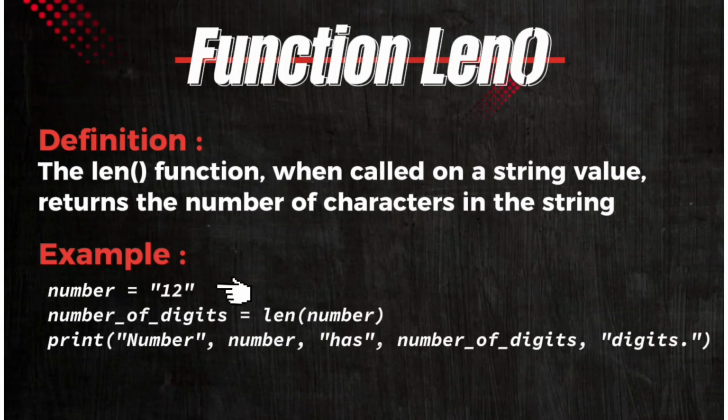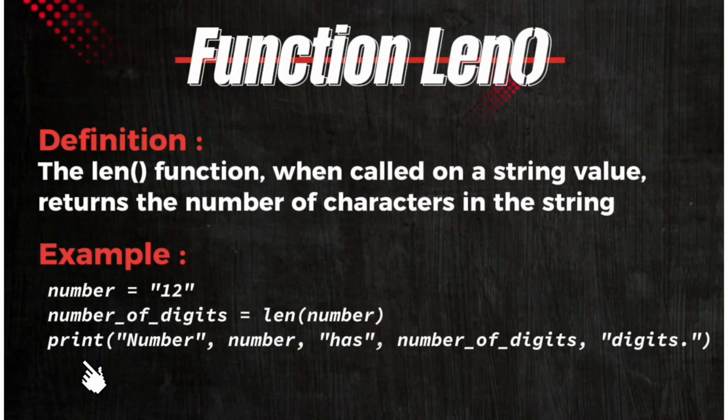This example illustrates how Python's len function can be utilized to determine the length of a string. First, the variable number is assigned the string value "12". In Python, numbers can be represented as strings, allowing us to treat each character individually. The len function, when applied to a string, counts the number of characters present. In this example, len(number) returns 2, as there are 2 characters in the string "12".